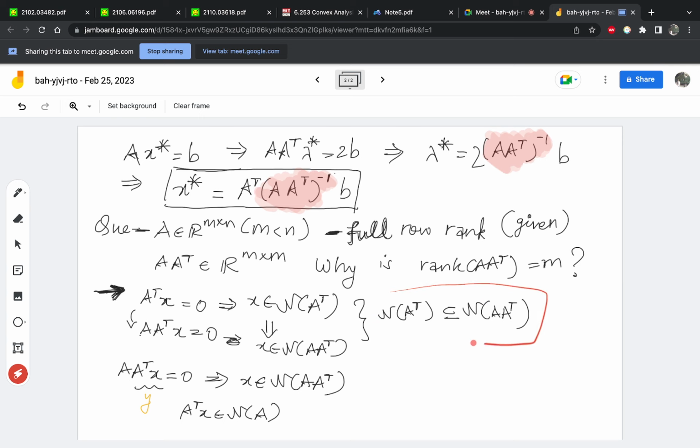Whatever we showed here, we just want to show the other side. We want to show that any element in the null space of A transpose A lies in the null space of A. So we started from here: A transpose A X is 0. Basically we are saying X is an element in the null space of A transpose A, and from here we want to say that this element actually is in the null space of A. So how do we do that? One obvious thing, like you pointed out, is that if A transpose A X is 0, then A X itself lies in the null space of A transpose. But beyond that, can we say anything?